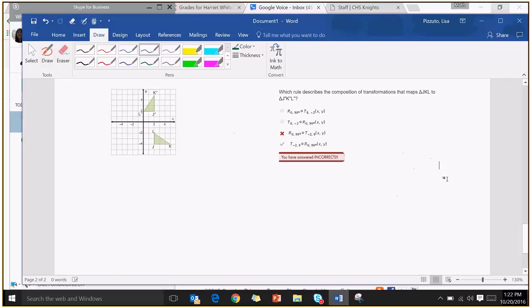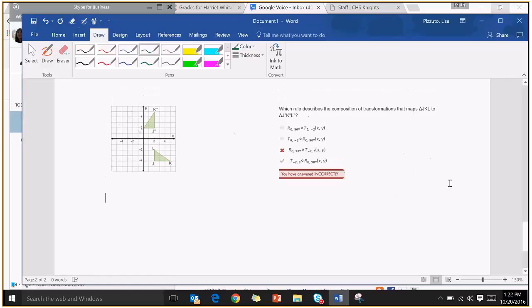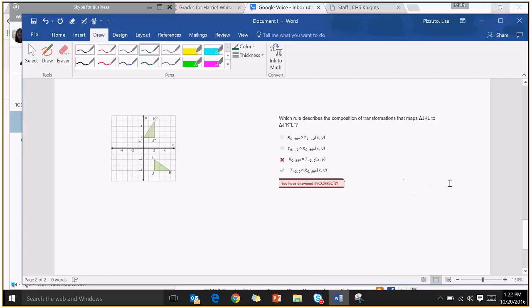Okay, just making sure. All right, so here's our next problem. Can you see that problem as well? Yes. It says write a rule that describes the composition, and this is the first time they've actually used this term composition. Composition means when you have these two transformations that take place. So the question is, how do you think you got from your image, JKL, to J double prime, K double prime, L double prime?